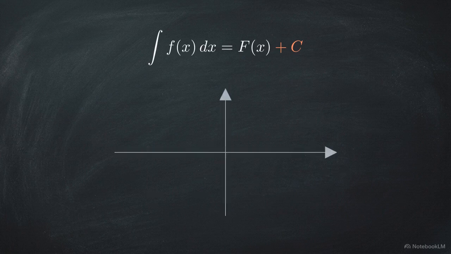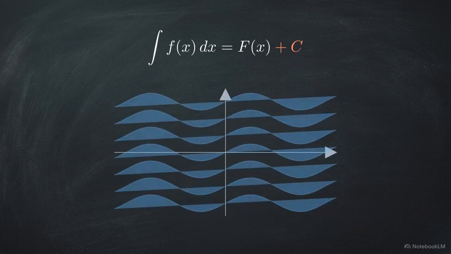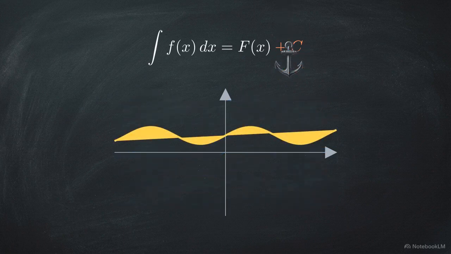In pure mathematics, plus c generates an infinite family of parallel curves. In practice, it anchors our calculations to the physical world. You cannot recover a system's absolute state solely from relative rate of change data. You need an initialization anchor.